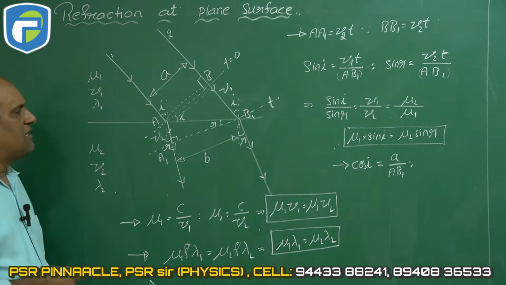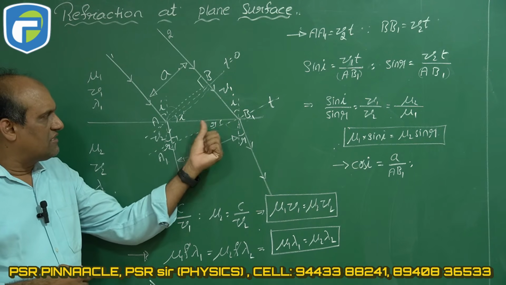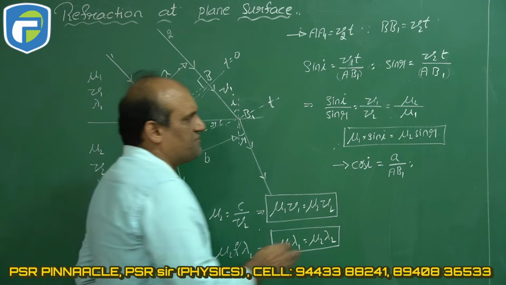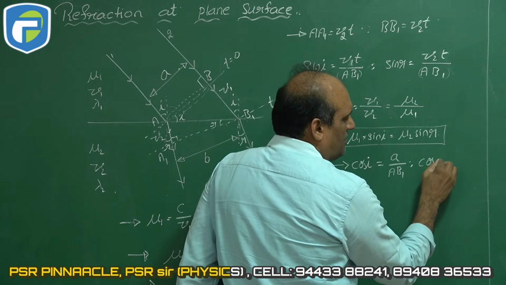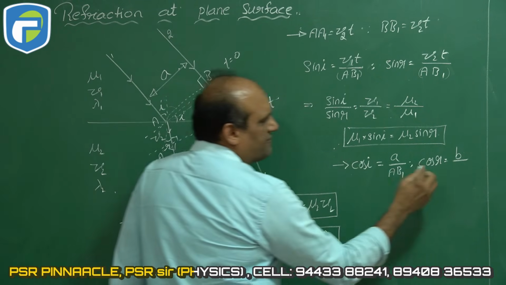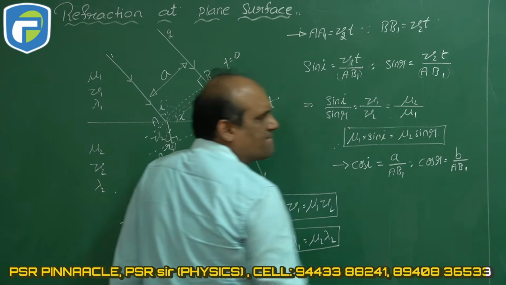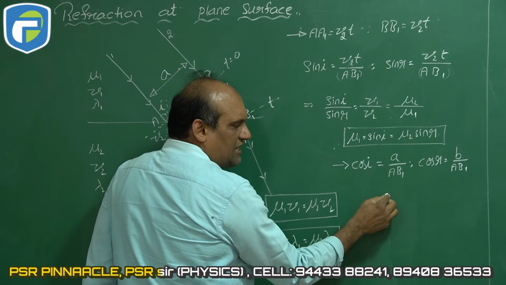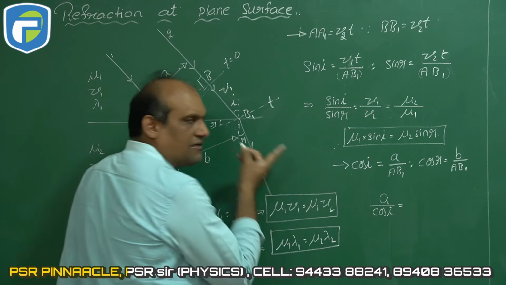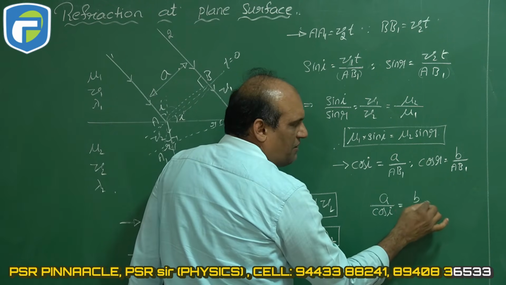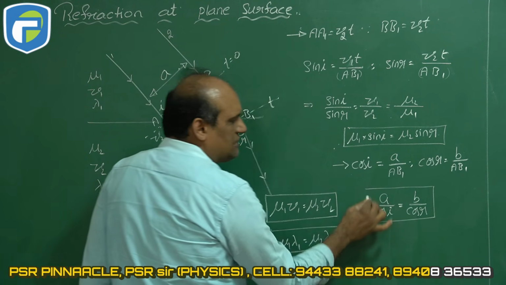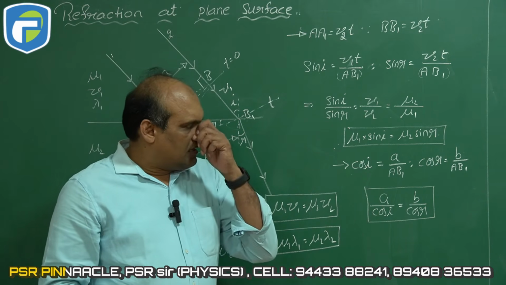Similarly, you take cos R, adjacent side by hypotenuse. The adjacent side is B. Cos R is B upon AB1. Means I can write the diameter: A by cos I in the first medium equals B by cos R in the second medium. So this is one important relation.